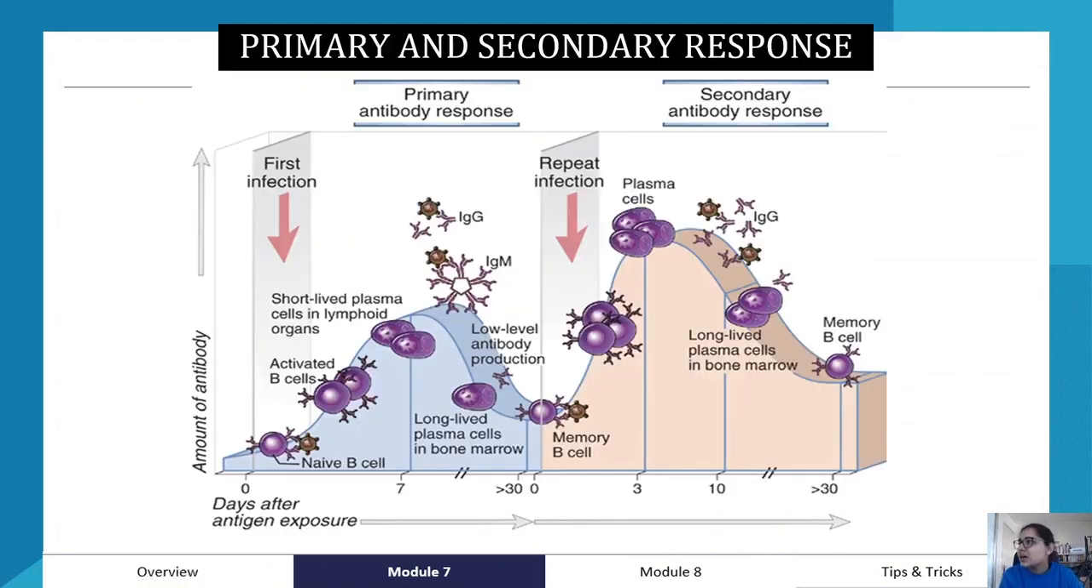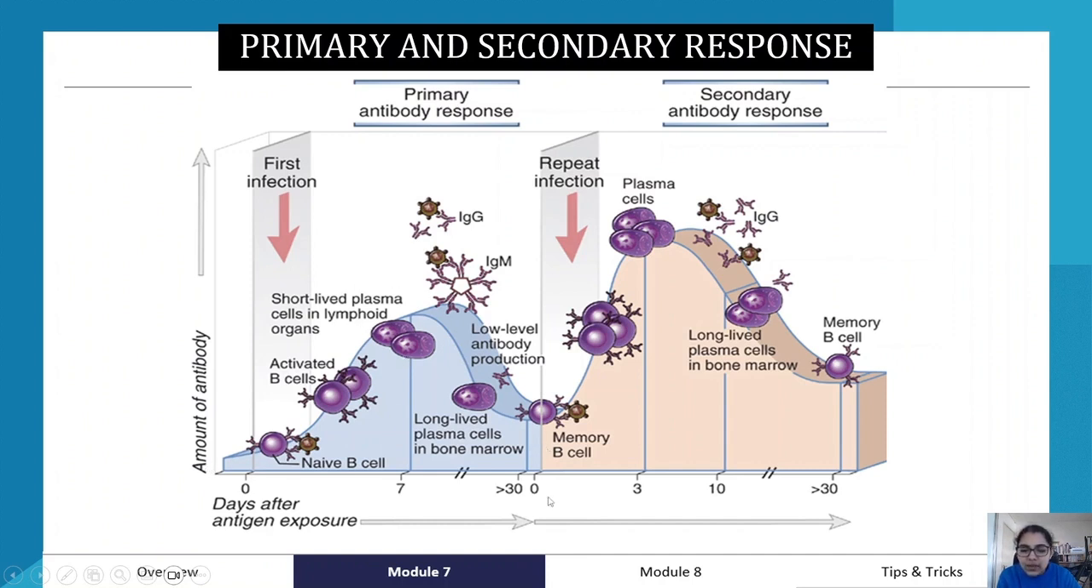Again, please ask away any questions. So essentially what is happening here is that the first response, the primary response when you're first infected, is going to be slow. It's going to take time. You can see here, days after antigen exposure, it is going to be at its highest. It's going to peak at about a week after.